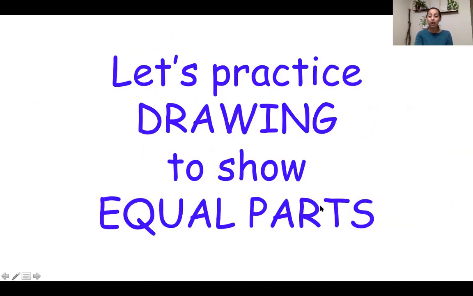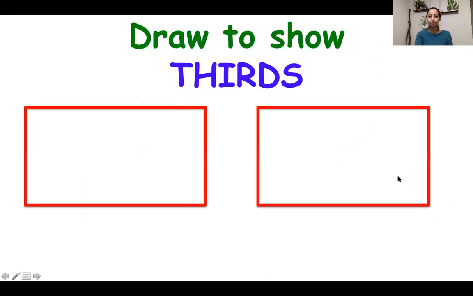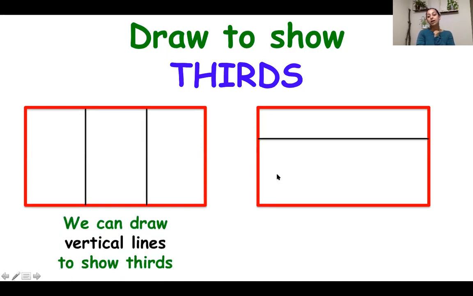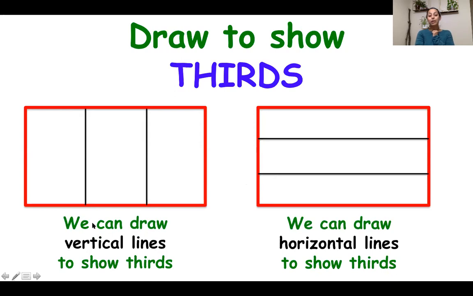Let's practice drawing to show equal parts. Draw to show thirds. Right away, thirds, 3 equal parts. So in this first rectangle, I can do vertical lines. In the second rectangle, I can draw horizontal lines. So we can draw vertical lines to show thirds, or we can draw horizontal lines to show thirds. Either way, it's 3 equal parts, so it's thirds.